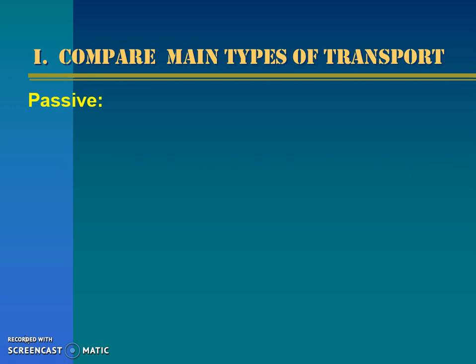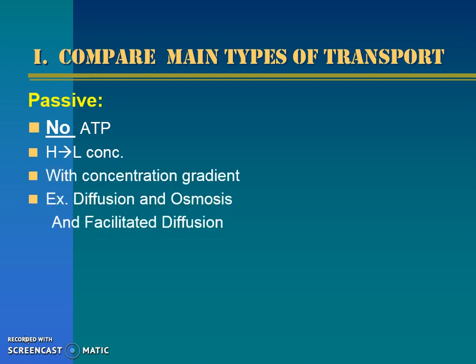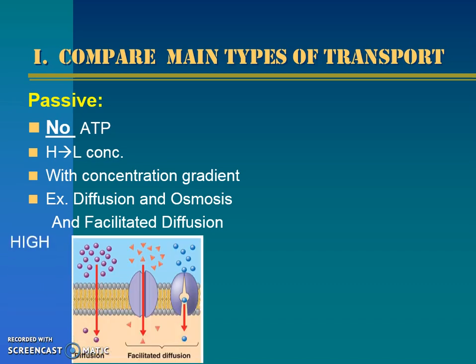The first type, passive, does not use ATP. It moves along the concentration gradient from high to low. And the examples that we've been learning, diffusion, osmosis, and facilitated diffusion with the help of a transport protein, all move from high to low concentration. And since that's the normal direction, they use no ATP. Imagine this is like being on a conveyor belt or a lazy river going the regular normal direction of the stream. High, where there's more, to low, where there's less, is the natural movement and does not require any energy.